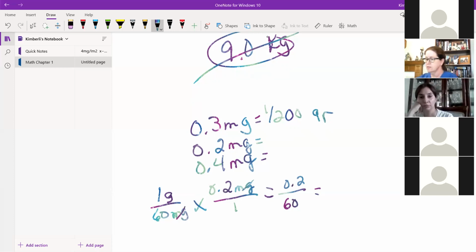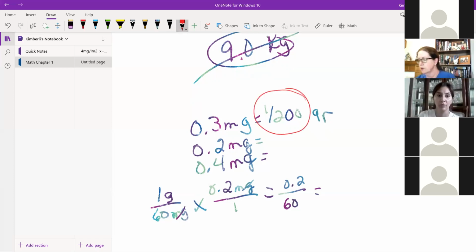Okay, so what we get is a decimal, but we want to put it in the fraction format. To do that, we'd have to take the 0.2 times something to get 1. 0.2 times 5, right? Times 5 is 1 over, and 60 times 5 is 300. So it's 1 over 300.